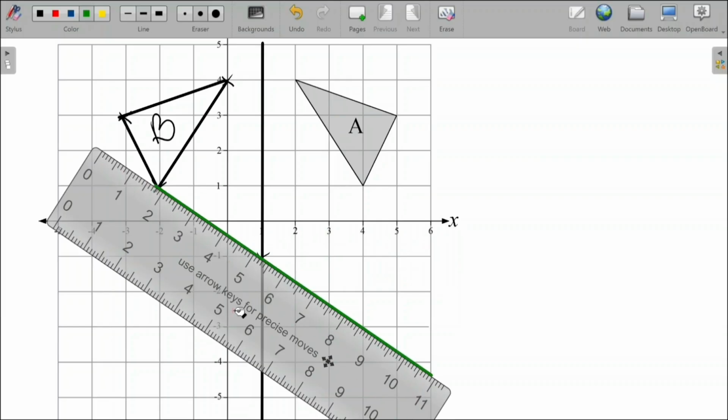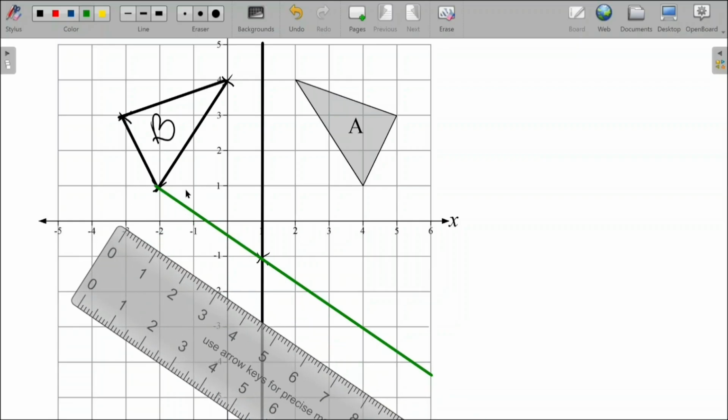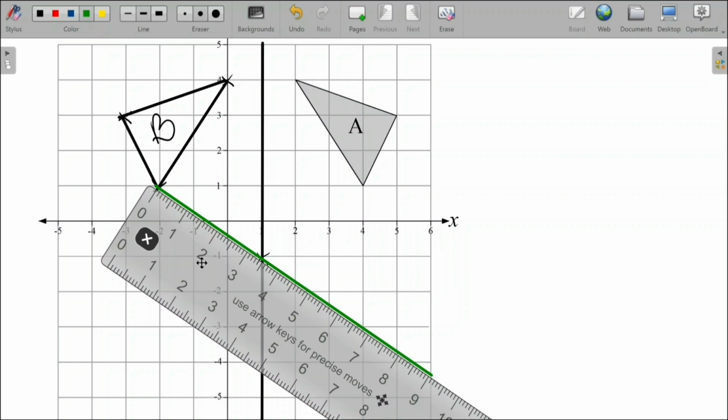Let's make it long enough. You should note that the distance between the point and the center of rotation is the same as the distance between the center of rotation and where that point on triangle C lies. So you can use your ruler and measure the distance between this point and the center of rotation. This is 0. It's about 3.4.